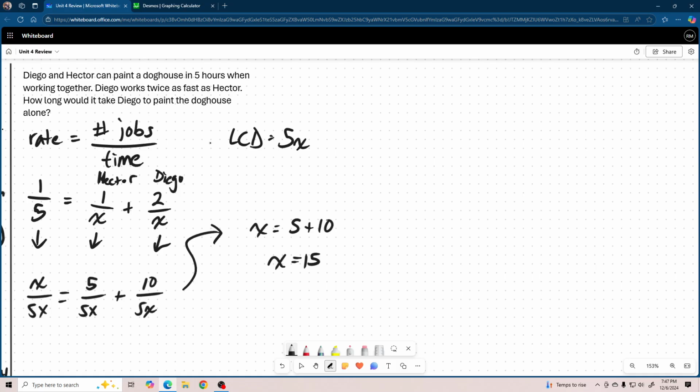Now, what was the question it was asking us? How long would it take Diego to paint the doghouse alone? Well, it takes Hector x hours to do one job, right? Which is 15. So if it takes Hector 15 hours, how long would it take Diego to paint the doghouse? Well, it would take him half of that. So 15 divided by 2, which means that Diego takes 7.5 hours.